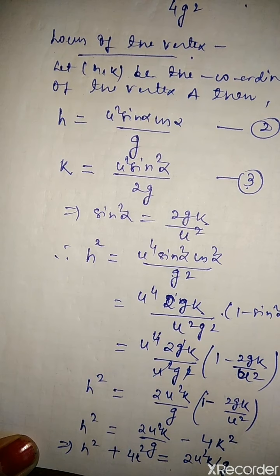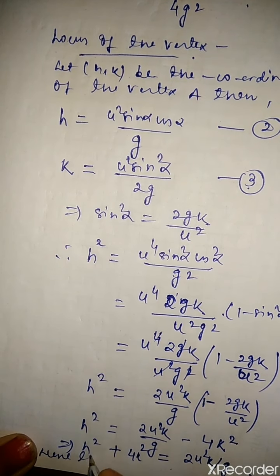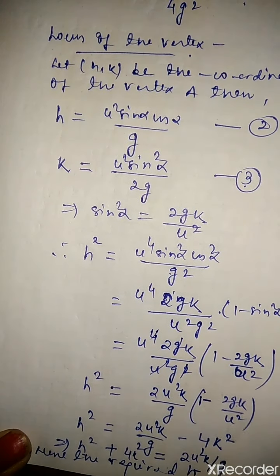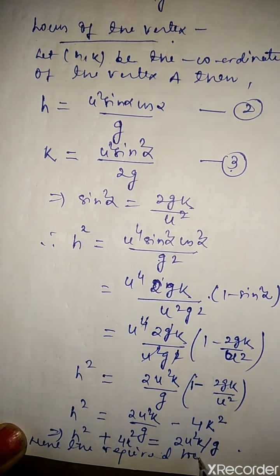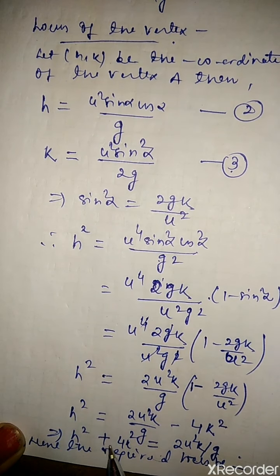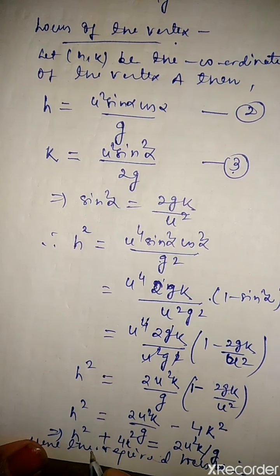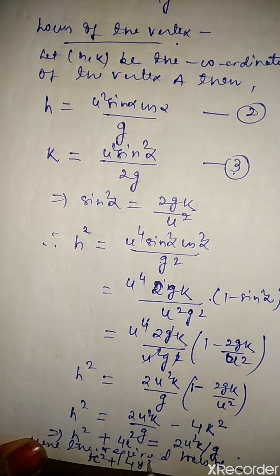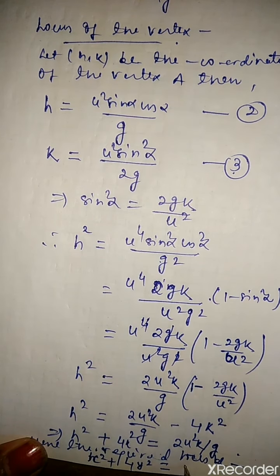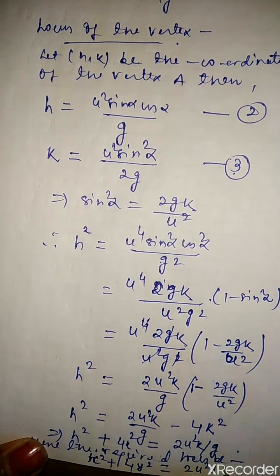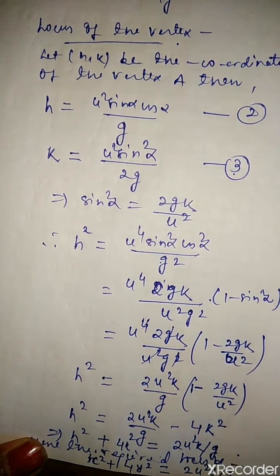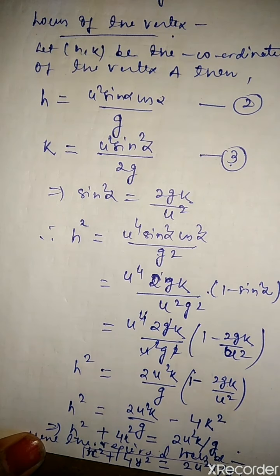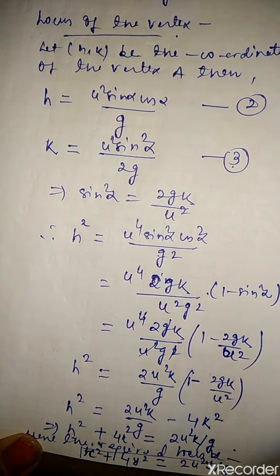Hence the required locus of the vertex is, replacing h, k with x, y: x square plus 4y square equals 2u square y divided by g. So this is the required locus of the vertex at the point x, y.